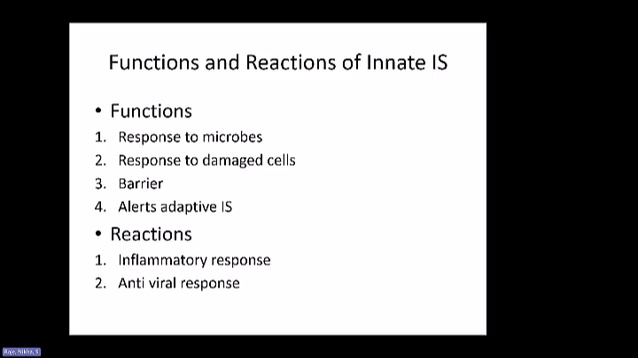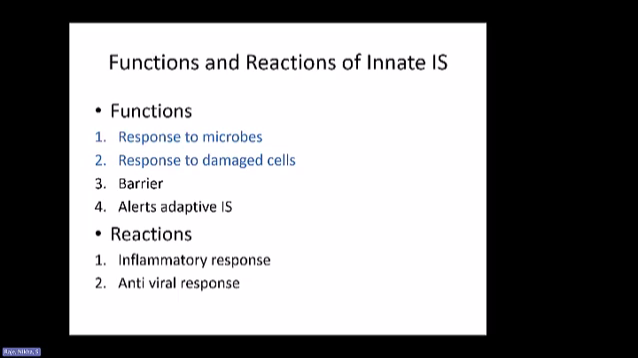So the innate immune system has specific functions. Its job is to respond to microbes or to damaged cells, provide a barrier to the entry of those bugs, and then once it has recognized that there is a problem, it has to alert the adaptive immune system. It does this in two different ways. It either creates an inflammatory response or an antiviral response. So let's talk about some of these functions and reactions.